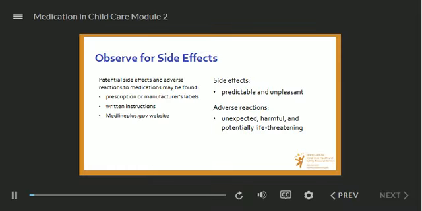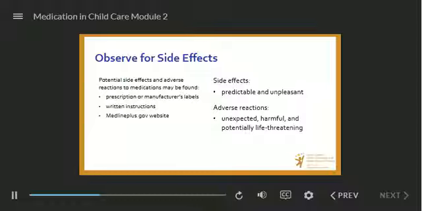Since young children cannot always express the changes they may feel, they need to be watched carefully for side effects and adverse reactions. Medication labels, or written instructions from the parent or healthcare professional, may list information about possible side effects or reactions from the medication. Side effects or reactions can also be looked up on medlineplus.gov, which is a service of the United States National Library of Medicine.